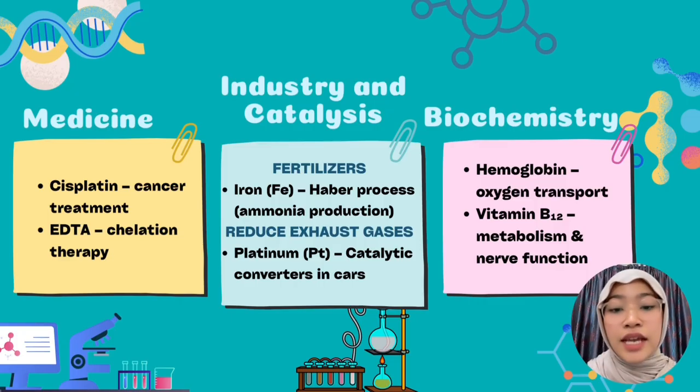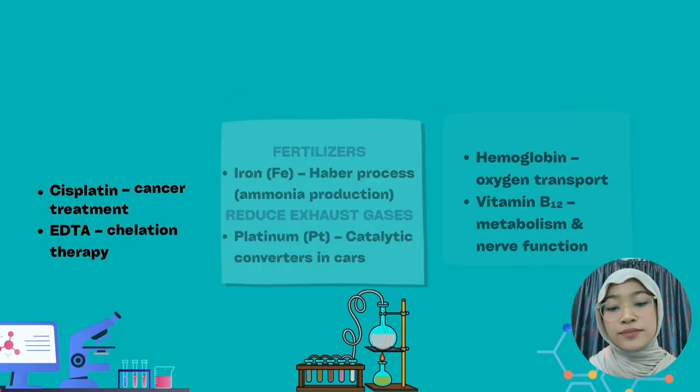In medicine, cisplatin, a platinum coordination compound, is used to treat cancer by damaging cancer cell DNA. EDTA is used in chelation therapy to remove heavy metals from the body. In biology, hemoglobin contains iron that binds oxygen for transport in our blood, while vitamin B12 contains cobalt and is important for metabolism and nerve function.